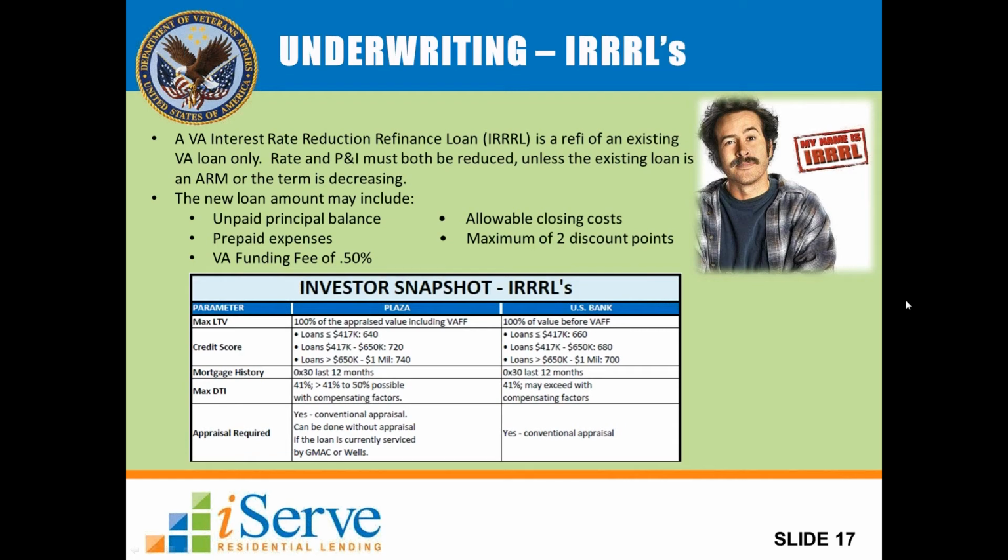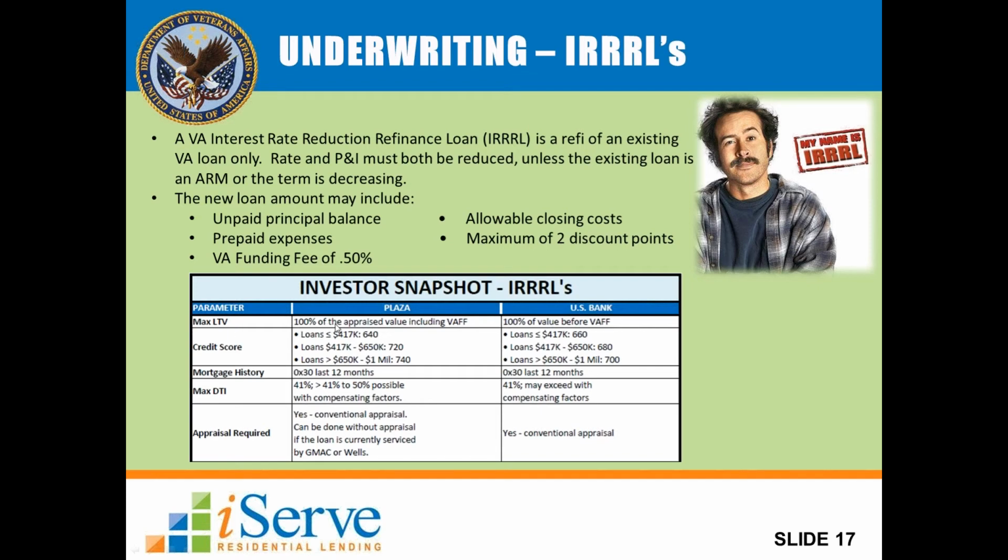The loan amount can include our unpaid principal balance, prepaid. You may or may not remember looking at the VA funding fee chart and noticing that for Streamlines, the funding fee was only 0.5%. So that may be included as well. Allowable closing costs, costs that the borrower can pay for, and then a max of 2 discount points. And our 2 investors once again, gave you a little snapshot of what they will allow on Earls.